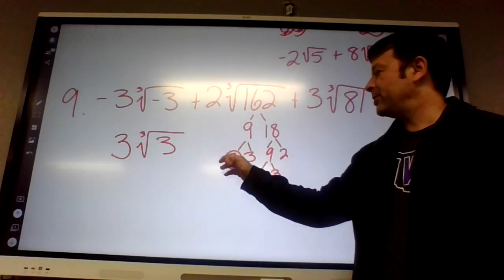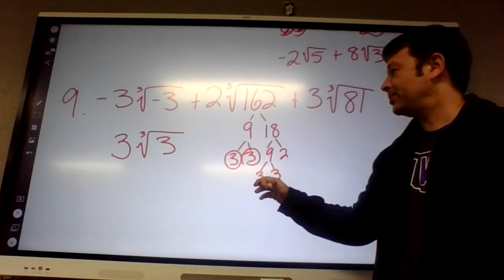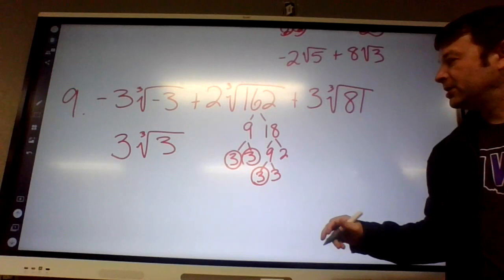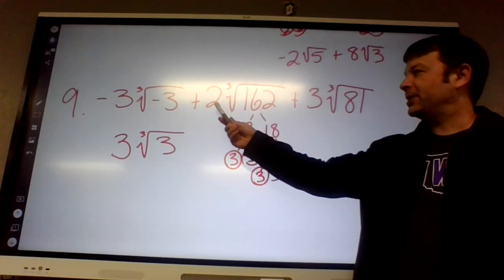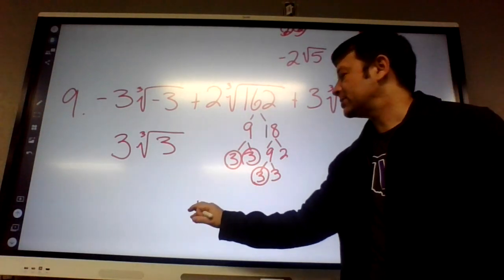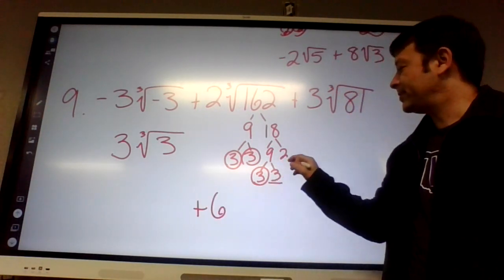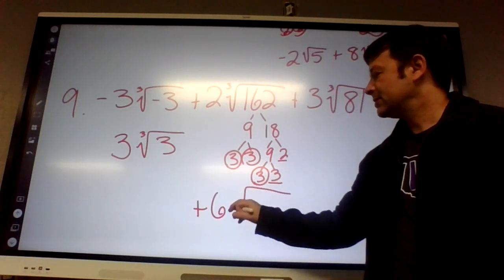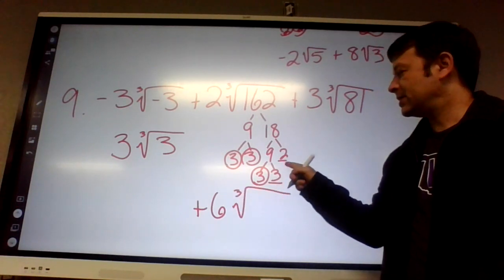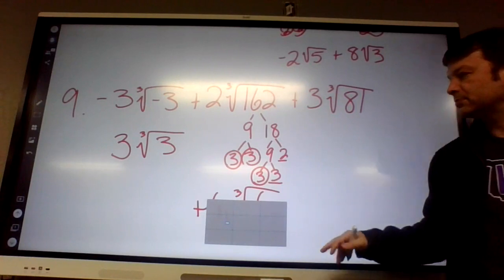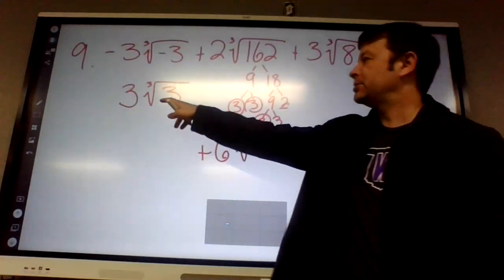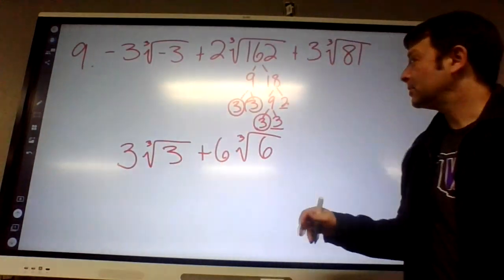Okay, so it's a cubed root, so remember we need to pull a triple out, right? So a 3 is going to come out and join that 2, and what are we going to get? 6. And then what's left behind? 6. 3 times 2, 6.